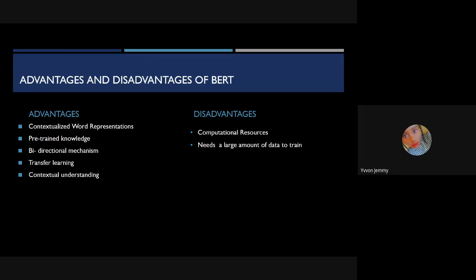And then the last thing, advantages and disadvantages of BERT. There are advantages: contextual word representations. BERT can understand the context of something. You can give it a story, it will read that story, and then it will understand the context. And from that story, you can ask it questions and it will answer your questions.